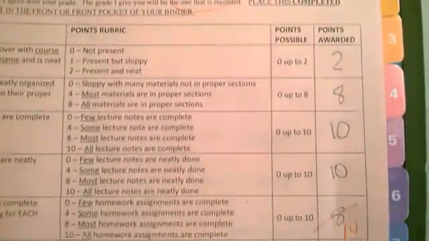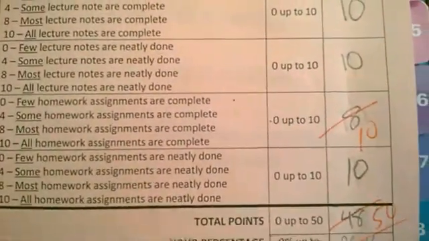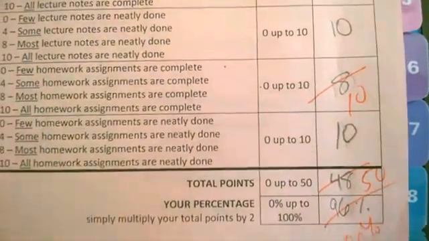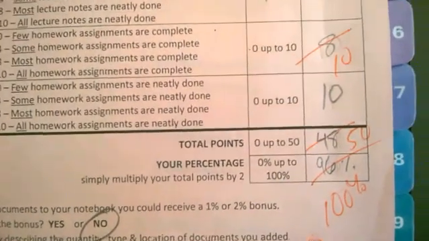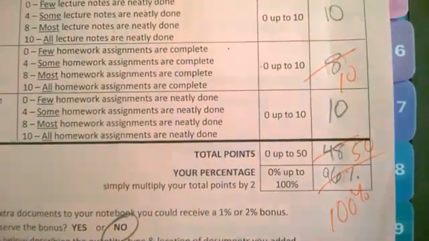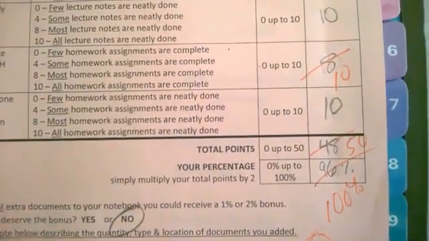So you basically total up your points here. It's worth 50 points overall. Then to convert it to a percentage, you just double that. This particular student had given herself 96. I disagreed. I thought it was worth 100 points.